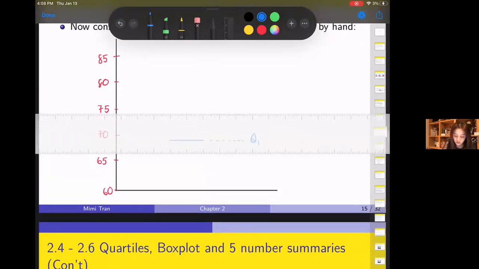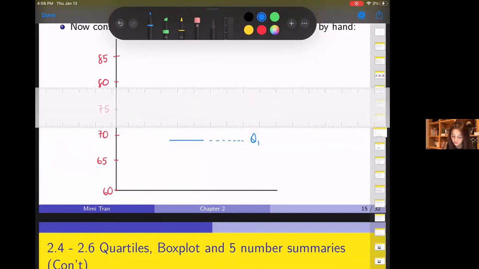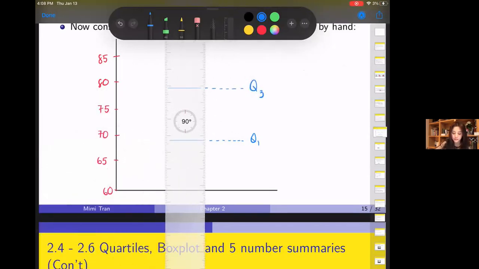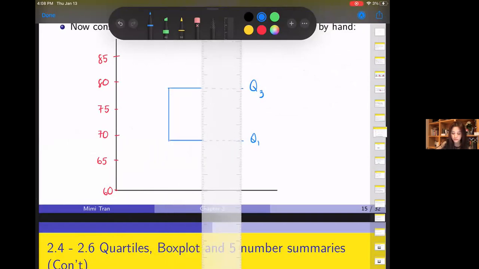Oops, so sorry. Roughly here. You don't have to do the dash thing, and then it's Q3. I just like to do it so I show you which one is Q1 and which one is Q3. And then I'm going to make a box. Now I can make a box with Q1 and Q3.